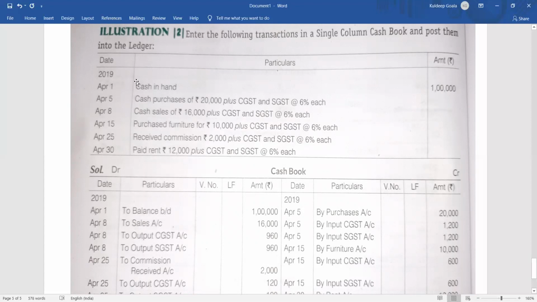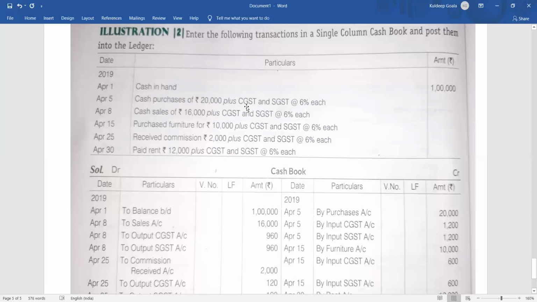Okay. Then April 5, how will it appear? Cash purchase. Cash purchase means payment, isn't it? It is not mentioned as credit or cash, so it is a cash payment, right? So we'll go to the payment side. We have to calculate first. What is the cash purchase? 20,000. So it will be by purchase 20,000, April 5.